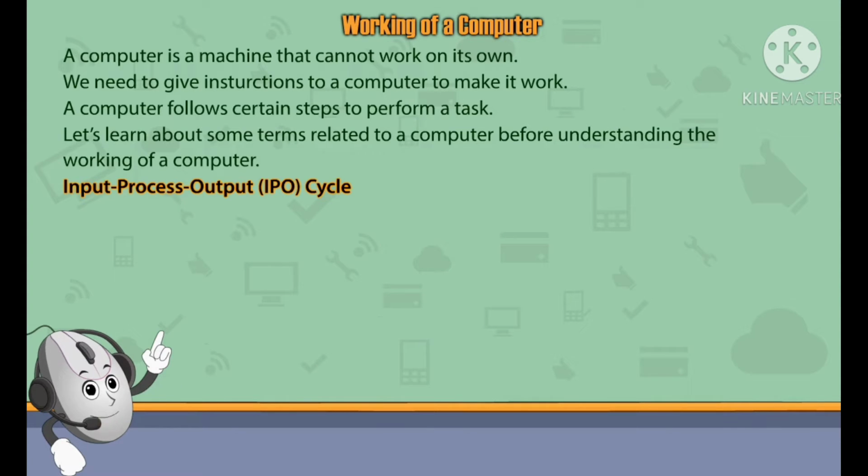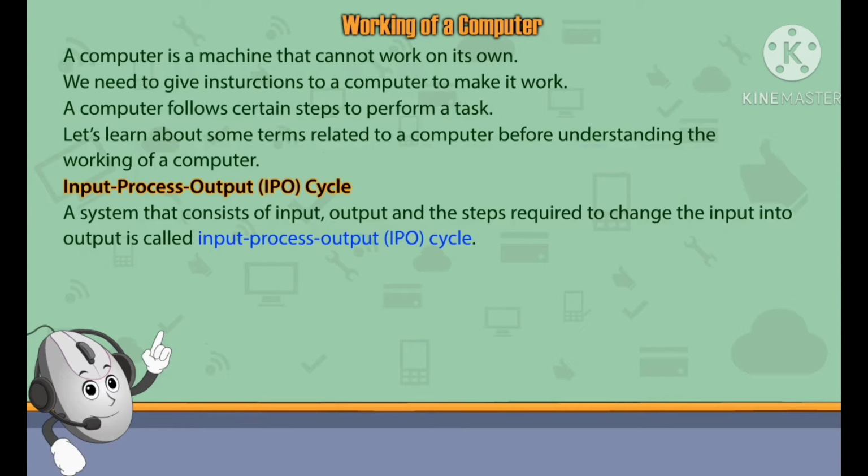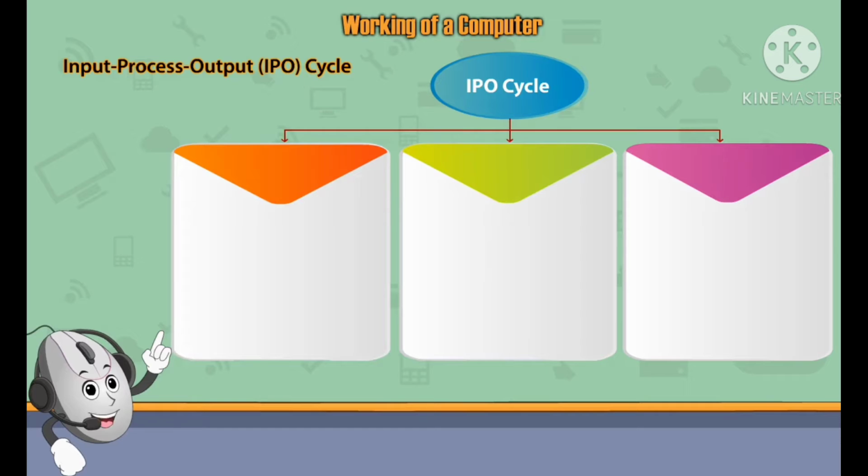Input, Process, Output, IPO cycle. A system that consists of input, output, and the steps required to change the input into output is called the Input, Process, Output, or IPO cycle. The IPO cycle has the following components: Input (I), Process (P), Output (O).